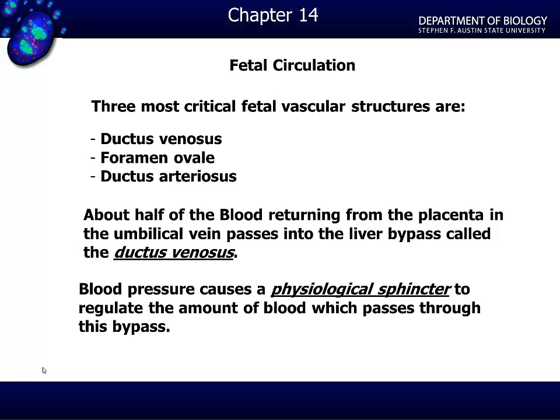Now, most of the changes that occur at birth and after birth are going to be due to changes in blood pressure. And so this is going to be the case as well. There is a physiological sphincter that will close when we see these blood pressure changes. And so our ductus venosus will degenerate and blood will then start to pass through the liver and be part of the hepatic portal system.